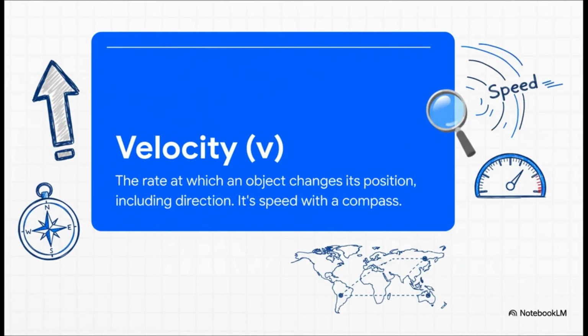So how quickly does that displacement happen? Well, that's velocity. And this is not the same thing as speed. Speed tells you how fast you're going, 60 miles per hour. But velocity tells you how fast you're going and in what direction, 60 miles per hour due north. That direction is absolutely critical. It's basically speed with a compass.